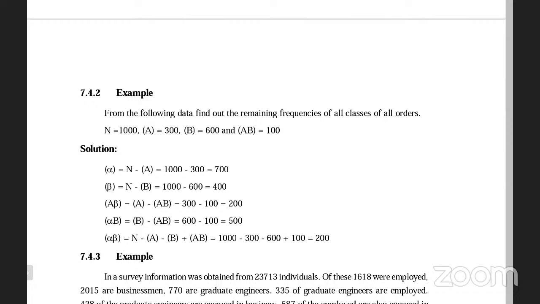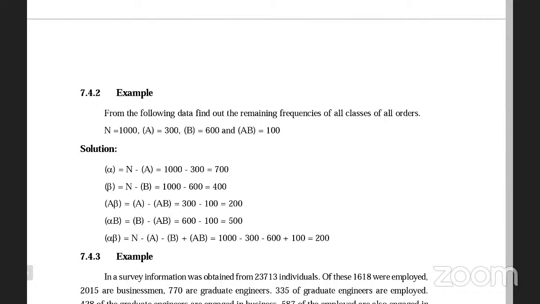A beta equal to how many A involved? So capital A minus AB. If I do that, I can get A beta. So that A minus AB equal to 300 minus 100, it is 200. Alpha B is equal to B minus AB. These formulas we discussed previously. 600 minus 100 equal to how much? 500. Alpha beta equal to capital N minus A minus B plus AB, so that 1000 minus 300 minus 600 plus 100.